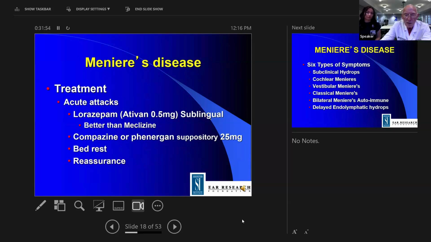Compazine and Phenergan suppositories can be used for the nausea and vomiting. Bed rest and reassurance. Many times patients with their first attack of Meniere's disease go to the emergency room because they think they have a stroke or something very serious happening.